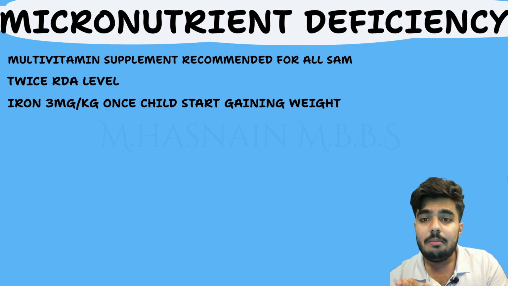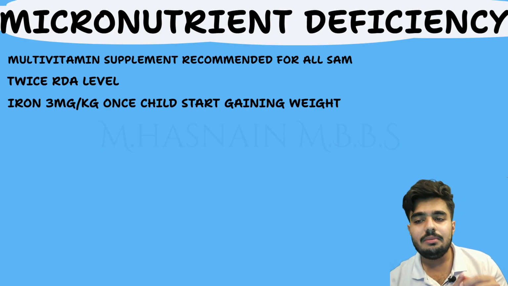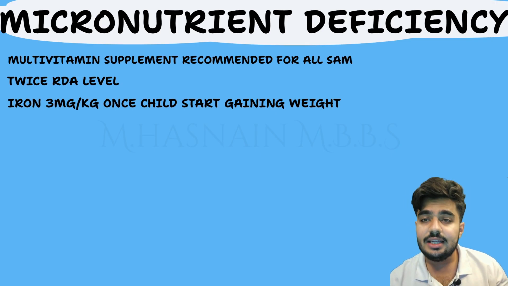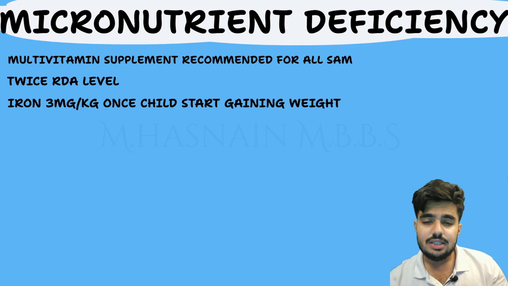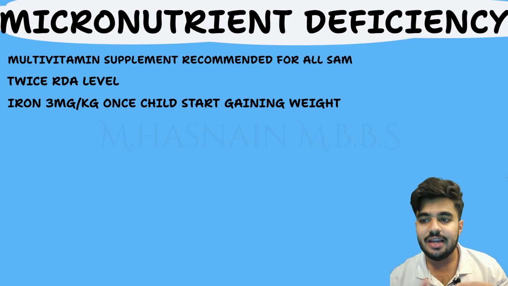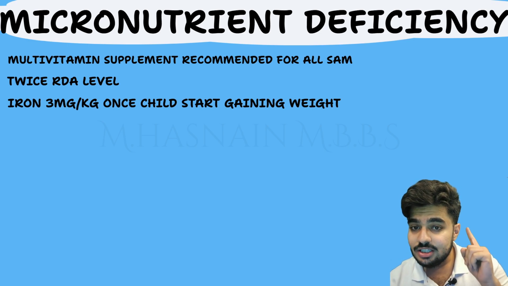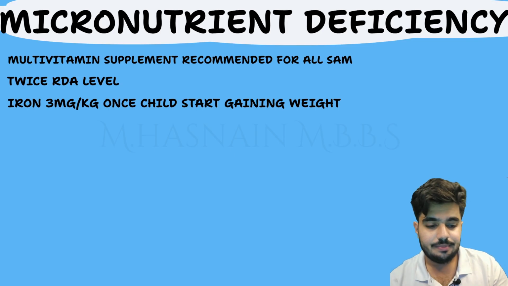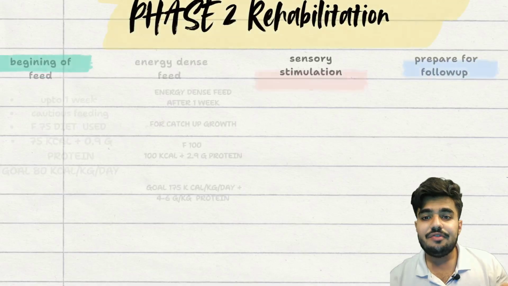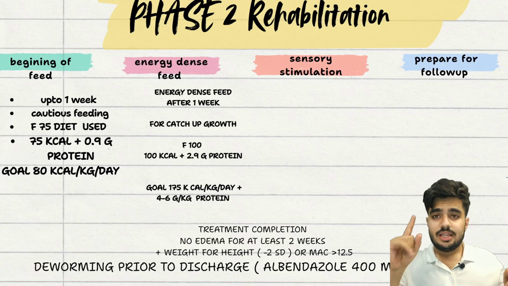Last, it will be micronutrient deficiency. In case of micronutrient deficiency, multivitamins are given, at twice the RDA value. And we usually don't give iron in this initial phase. Once the child starts gaining weight, then we will give iron, that will be 3 mg per kg, only after the child starts gaining weight. Remember, with this, the first phase of our management is completed.